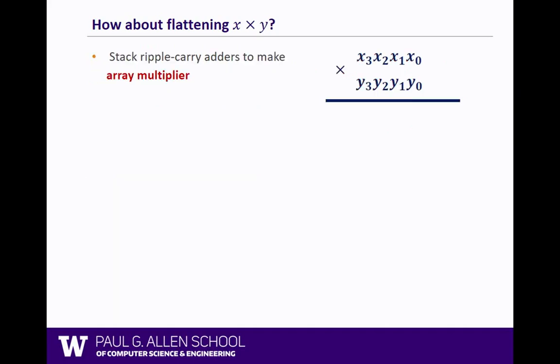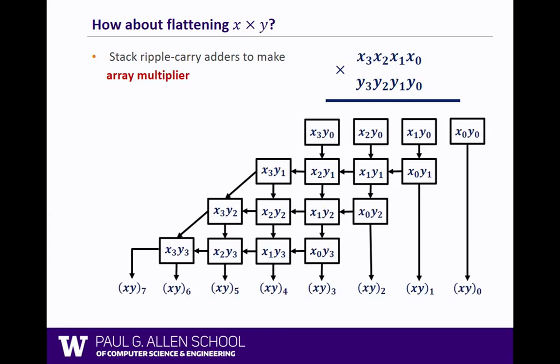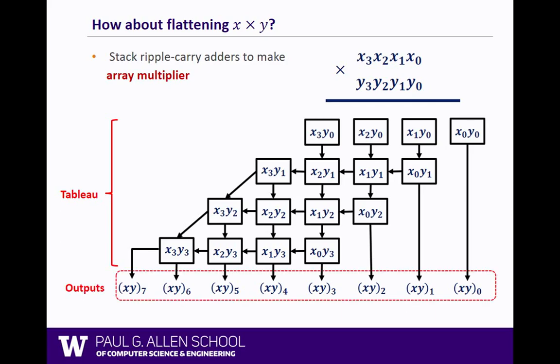To flatten multiplication, we stack these ripple carry adders on top of each other in order to make what's known as an array multiplier. So this multiplier has two parts. The main portion is this tableau, which holds the partial products between x and y. And then these ripple carry adders will take the sum of these partial products, similarly to the grade school algorithm, until it has computed the output bits.